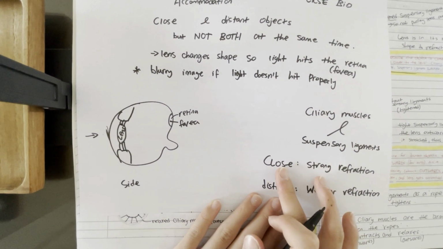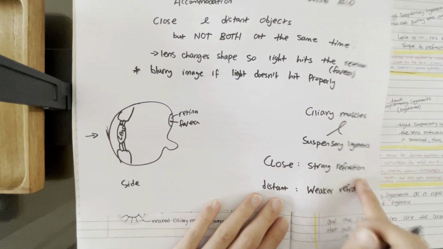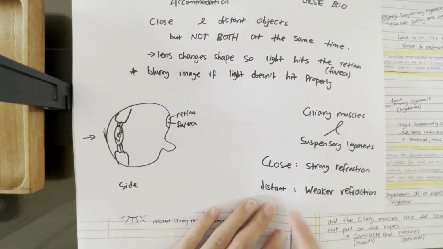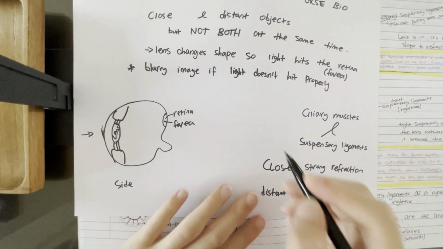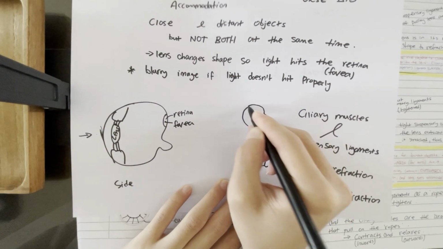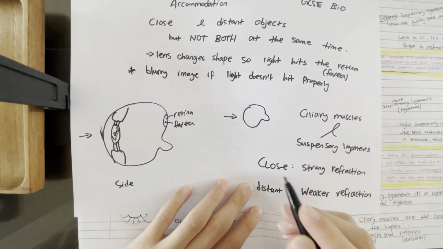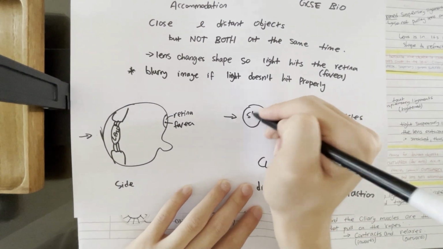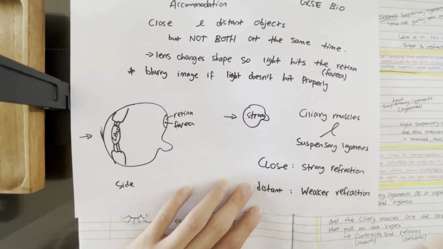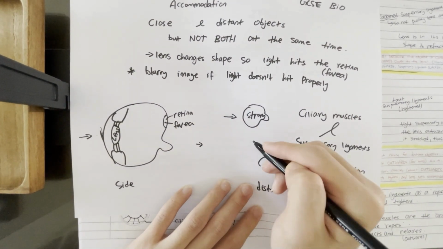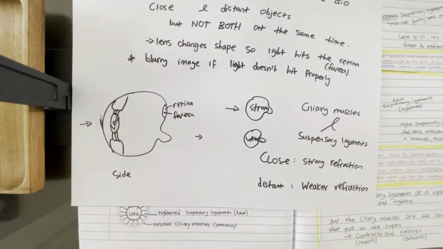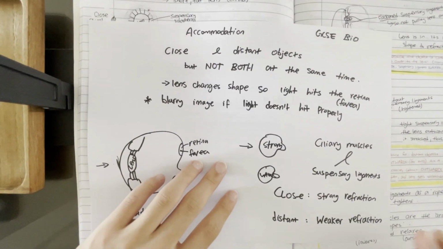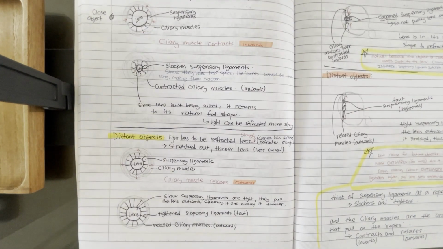For close objects, we need to refract light quite strongly. And for distant objects, the light needs to be refracted weaker. Okay? So close objects, so here's another drawing of an eye. If we have close objects, we need to refract this light strong. And for distant objects, weak. That is pretty much the entire concept of accommodation.